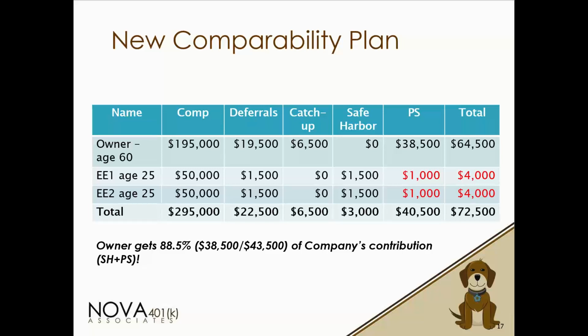And you can see in this example, you've got an owner age 60, employees are young, and this really shows the power of the demographics. If the employees had been 35 or 40, maybe they'd have been giving them $2,000 or $3,000 profit sharing contributions. But this is a pretty good example of the power of the new comp plan.